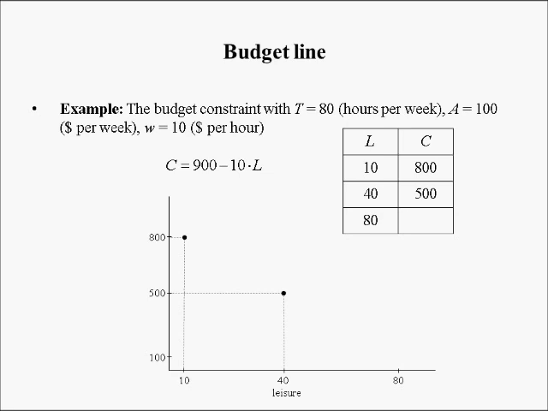When you plug in 80, 80 times 10 is 800. 800 subtracted from 900 is 100. Now, another way to think about this is if you're leisuring for 80 hours a week, you have no time to work. So 0 times 10 is 0, and 0 plus 100 is 100. So when leisure is 80, consumption is 100. You're consuming your allowance. The budget line connects the dots. It stops at 80 because, remember, you don't have any more time than 80. 80 is the maximum amount of time you can devote to hours worked or leisure.